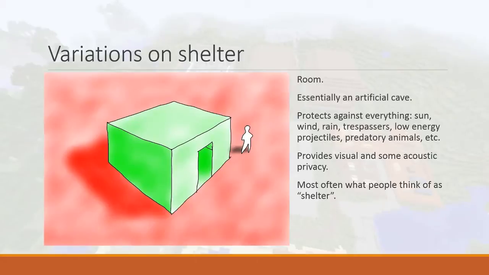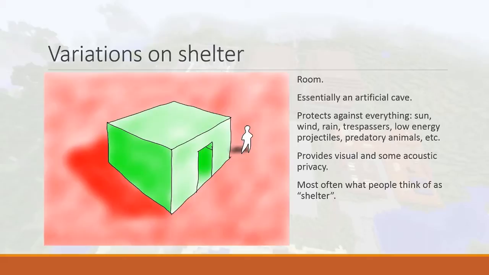And then here we have what people usually think of as an actual shelter. This is a room. We can't see the guy on the inside anymore because he's completely enclosed with walls and a roof. There is a doorway there, but there's no door in the doorway. But a room is essentially an artificial cave. It protects you from the sun, from the rain, from the wind. It's fully enclosed, and you're protected from pretty much everything except for someone barging through the door. So this is what people usually think of as shelter. But this is total shelter.